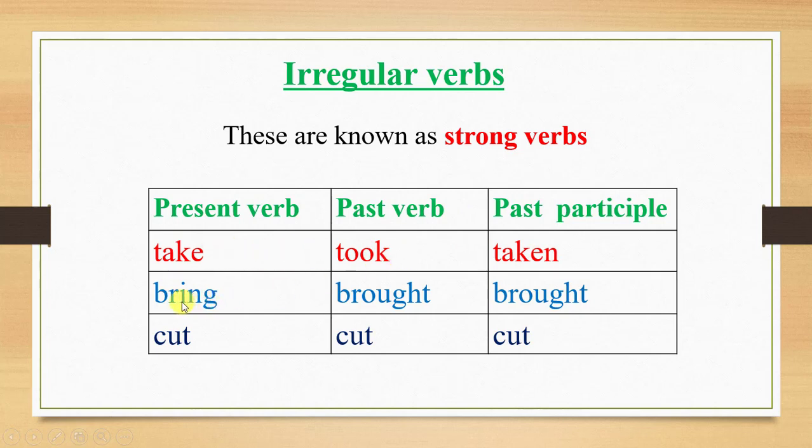Look at the second one: bring, brought, brought. Here the first form of the verb is different, the second and third forms are the same. Look at the third one: cut, cut, cut. Here the first, second and third forms of the verb are the same, never changing the vowel letter. These are 169 in the English language, which play a vital role. This is the detailed information regarding kinds of verbs and types of verbs.